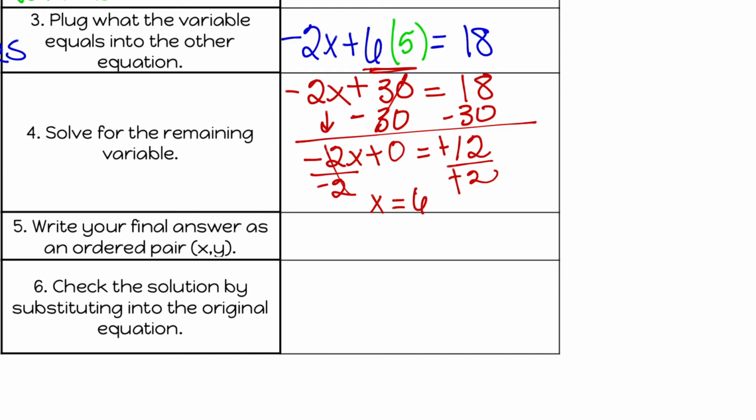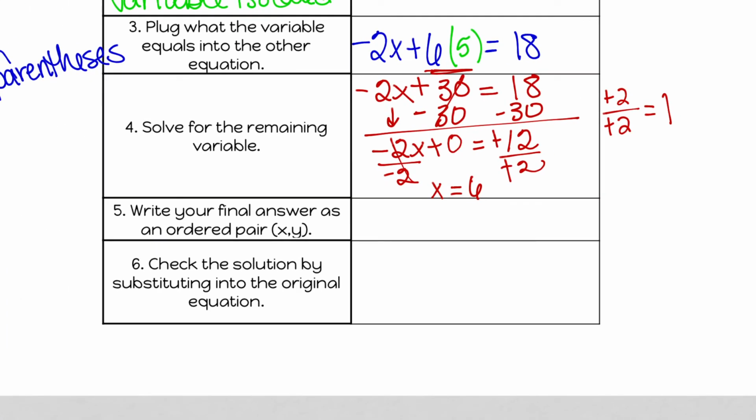And if you need a reminder of why I crossed out that negative 2 over there, so negative 2 over negative 2, negative over negative is a positive. 2 over 2 is 1. So I can just cross that out.